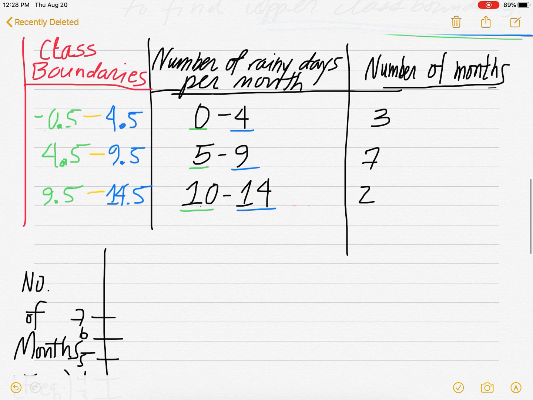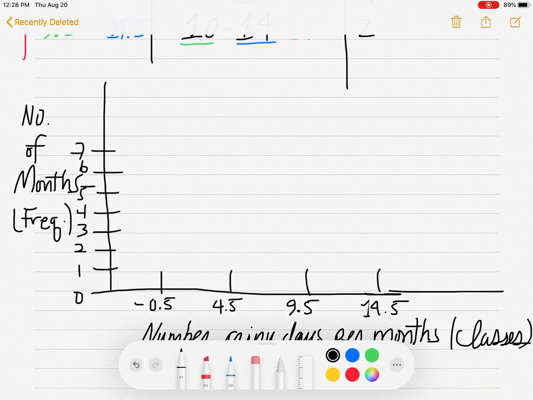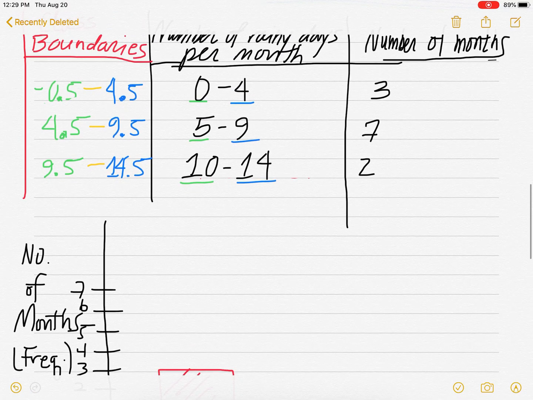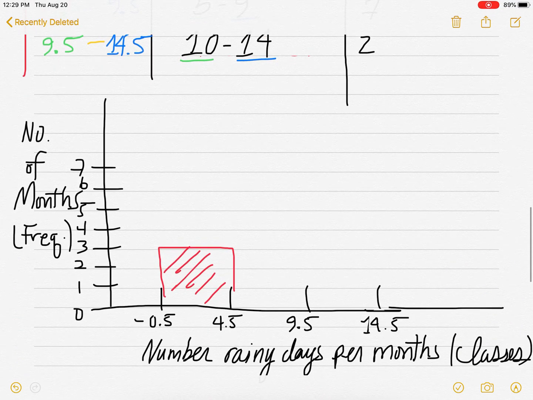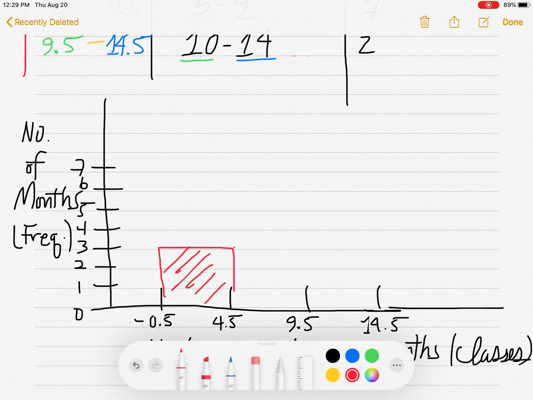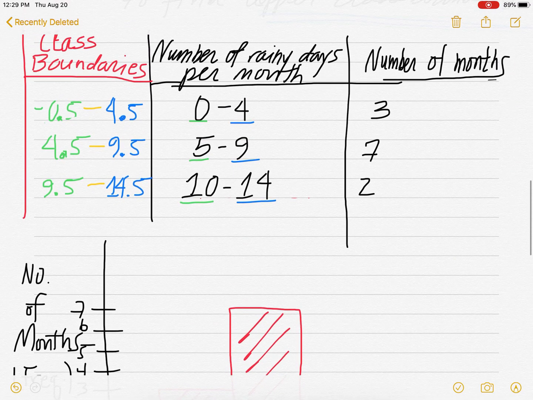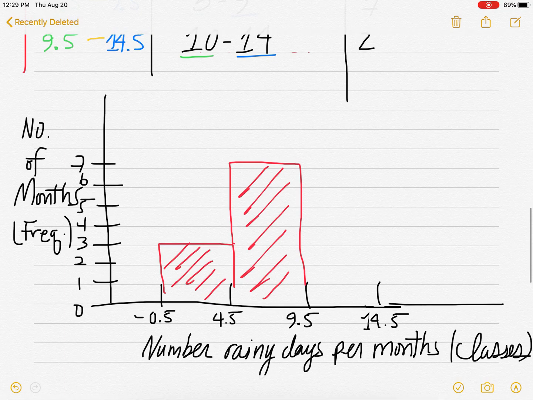All right, so for the first class, from negative 0.5 to 4.5, we're going to have 3 months. So we're going to draw a bar going up to 3. I like to shade it in. For the second class, 4.5 to 9.5, we're going to go up to 7 months. And then for the last class, 9.5 to 14.5, those are our boundaries. We're going to go just to 2 months.